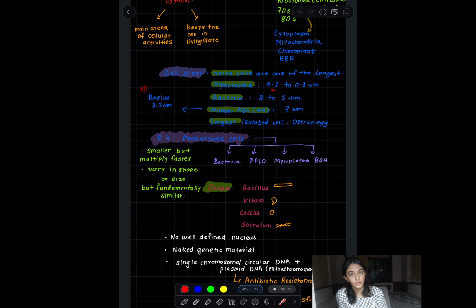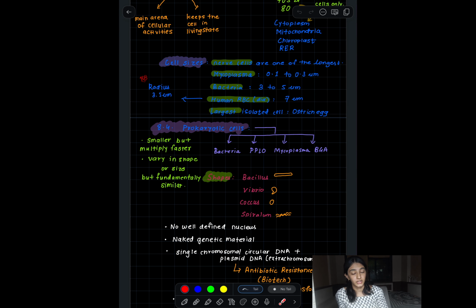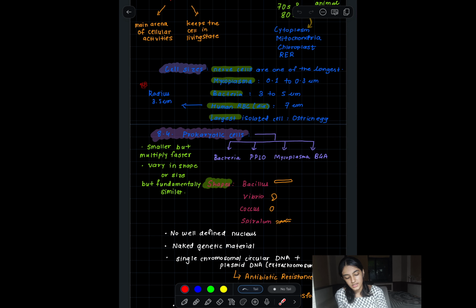Now the bacterial cells go from 3 to 5 micrometers. Now the human cells have a diameter, focus on my words, the diameter of 7 micrometers. If they ask radius, they can ask such tricky questions. The radius would be 3.5 micrometers. Please read the questions perfectly. Now the largest isolated cell is the ostrich egg cell.